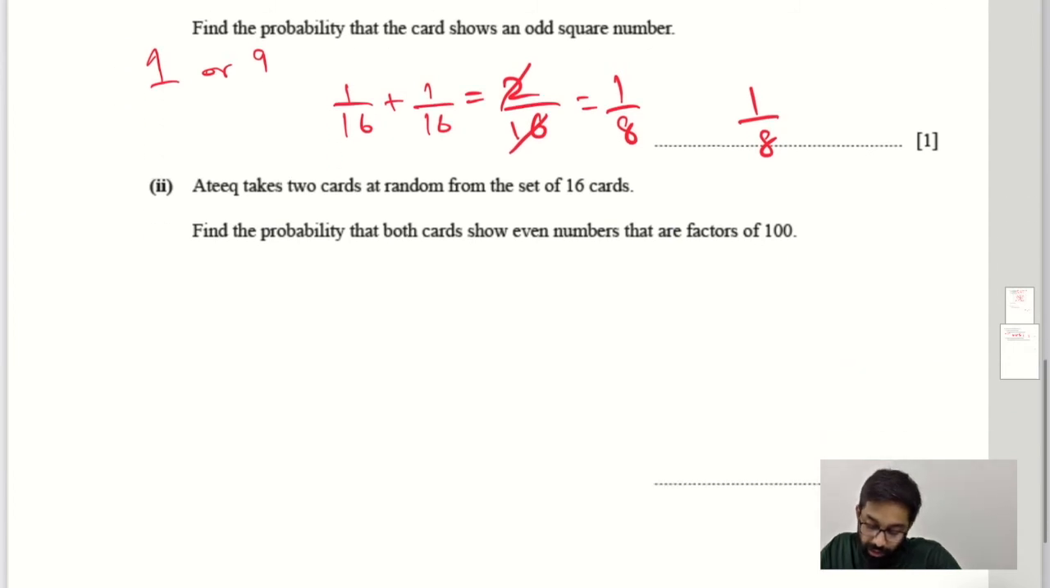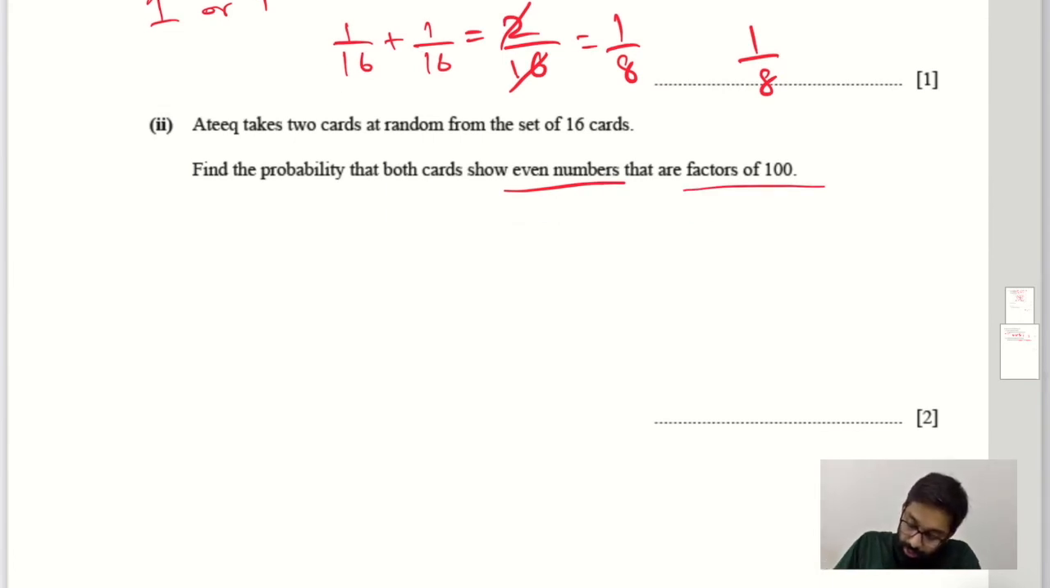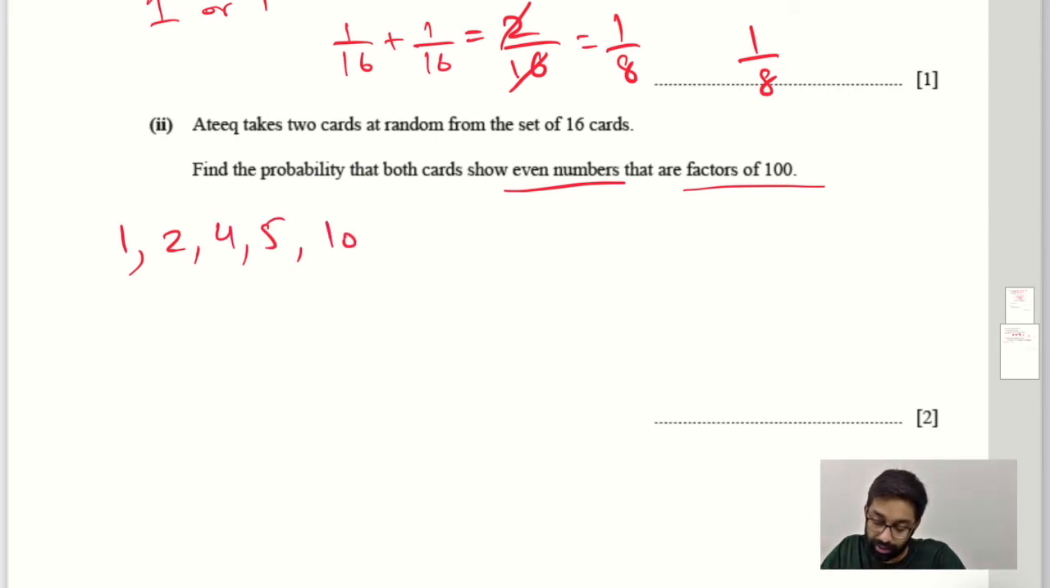Let's move on. Atik takes 2 cards at random from the set of 16 cards. Find the probability that both cards show even numbers that are factors of 100. Let's first write down the factors of 100. In a deck of 16 cards, the factors of 100 are 1, 2, 4, 5, 10. Now let's identify the even numbers out of them. So it's this, this, and this.